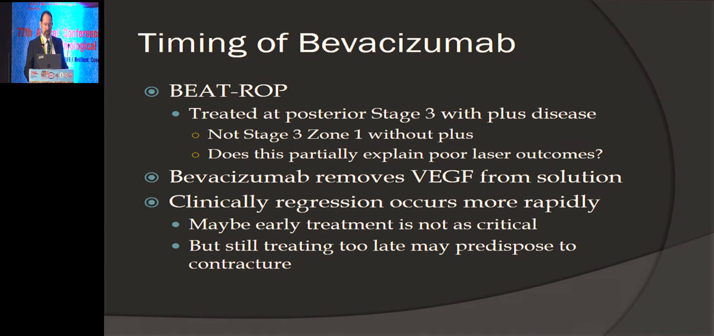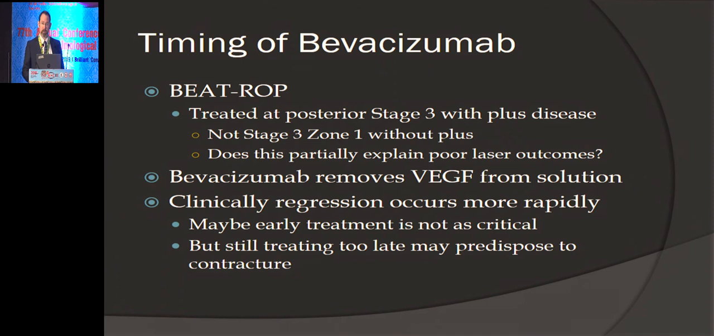Timing of treatment is important. In that study, they treated at posterior stage 3 with plus disease. So they didn't treat strictly by type 1 ROP criteria. The eyes that had stage 3 in zone 1 without plus were watched. And so this may partially explain some of the poorer laser outcomes in that study. It's also important to realize that regression occurs more rapidly after anti-VEGF, so the timing of treatment may not be quite as critical.